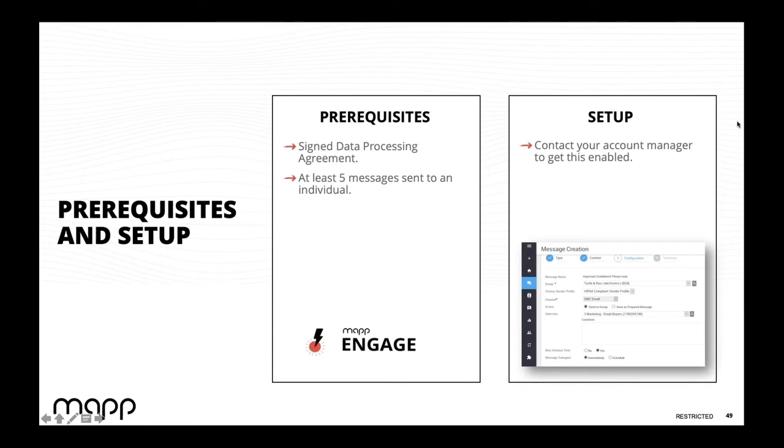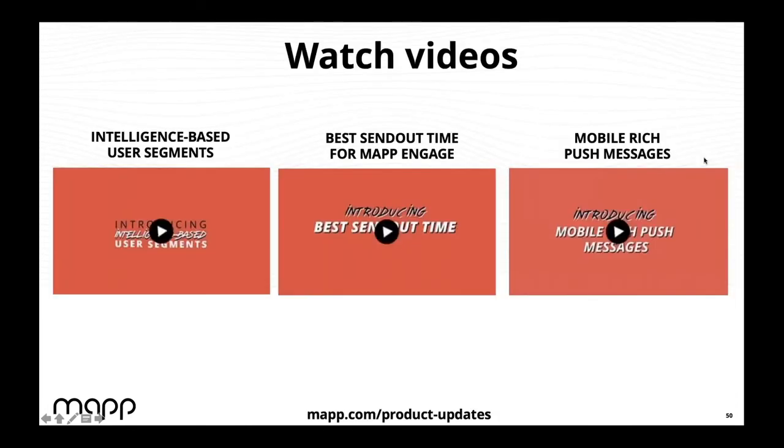If you are then interested in this exciting solution, I would advise you to note a few things when having that conversation with your Mapp customer representative. There is a need to sign a data processing agreement. And for this to work, at least 5 messages have to have been sent and opened by whichever contact you are sending this to. In terms of the setup, it is quite straightforward. Just get in touch with your Mapp customer representative. Back to you, Rick.